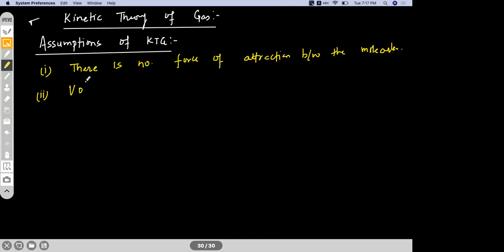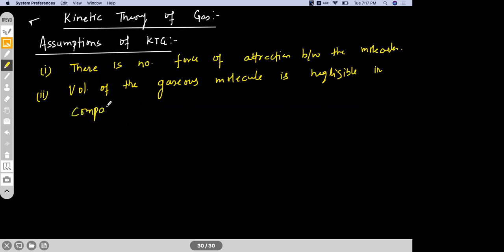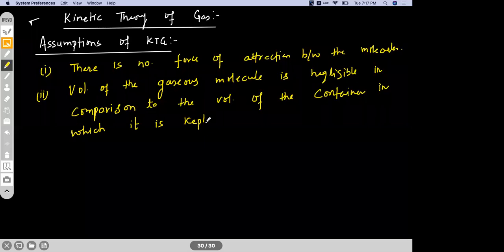The second assumption is the volume of the gaseous molecule is negligible in comparison to the volume of the container in which it is kept. Second assumption is this. First two are the most important ones. This only makes the difference between real gas and ideal gas. So we'll take up these two points also later, okay?